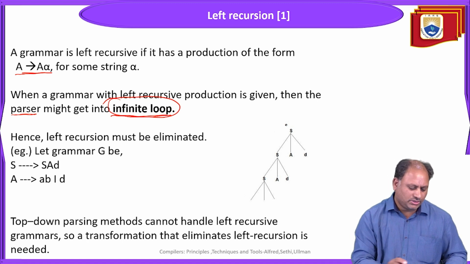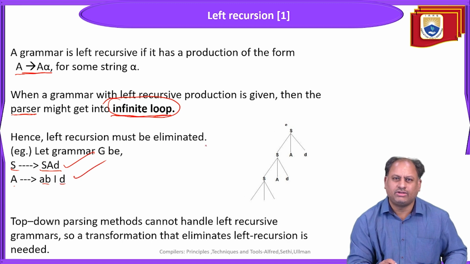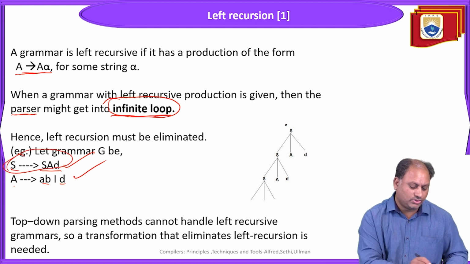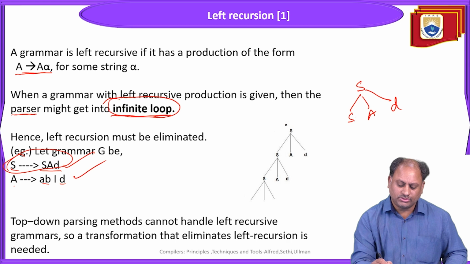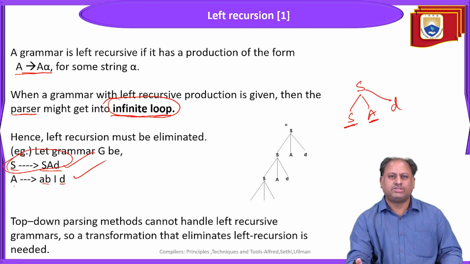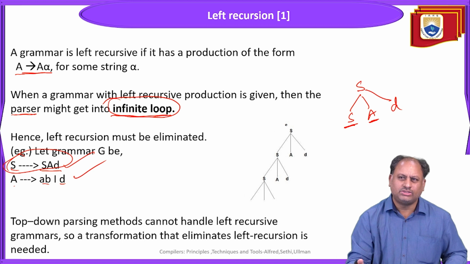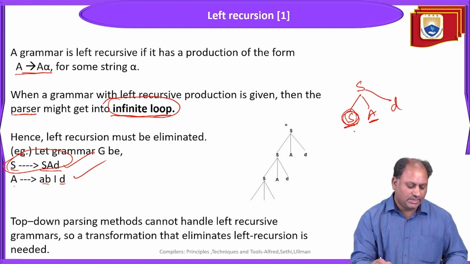Similarly here, for example, consider S derives S C D as one given production, and in this given grammar, capital A derives small a small b, and capital A derives D. These are the three productions given in this example. So here we check whether to eliminate the left recursion. The first production, S derives S A d, means the substitution of S and of A may take place depending on the leftmost and rightmost evaluations.